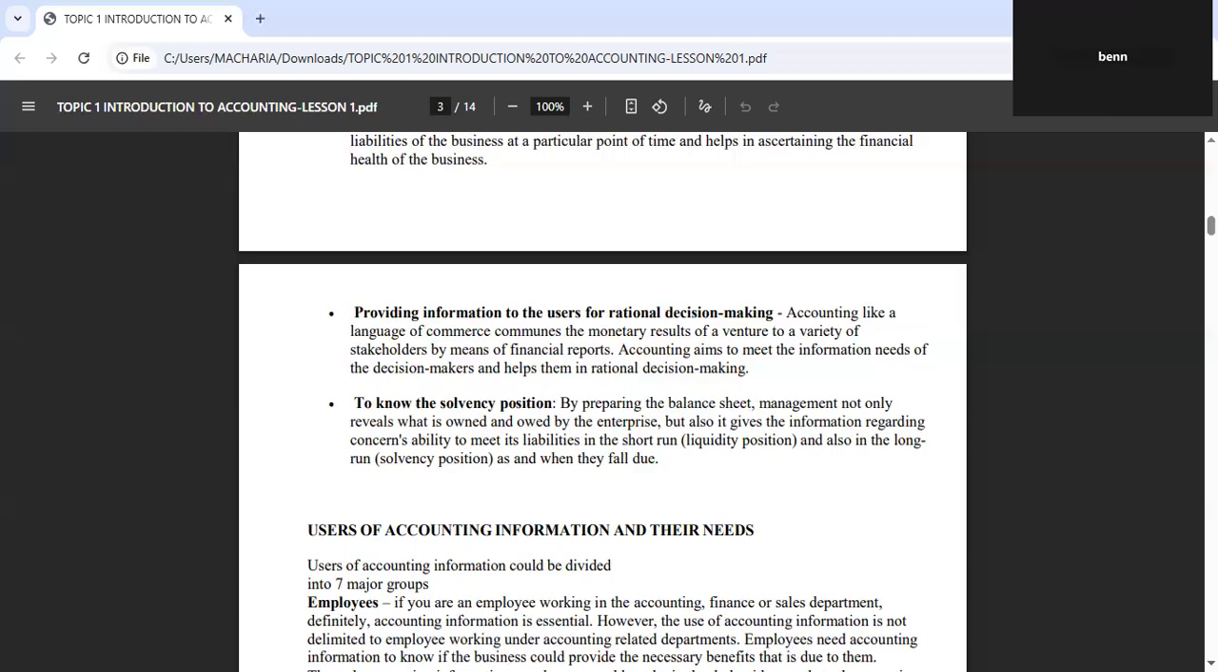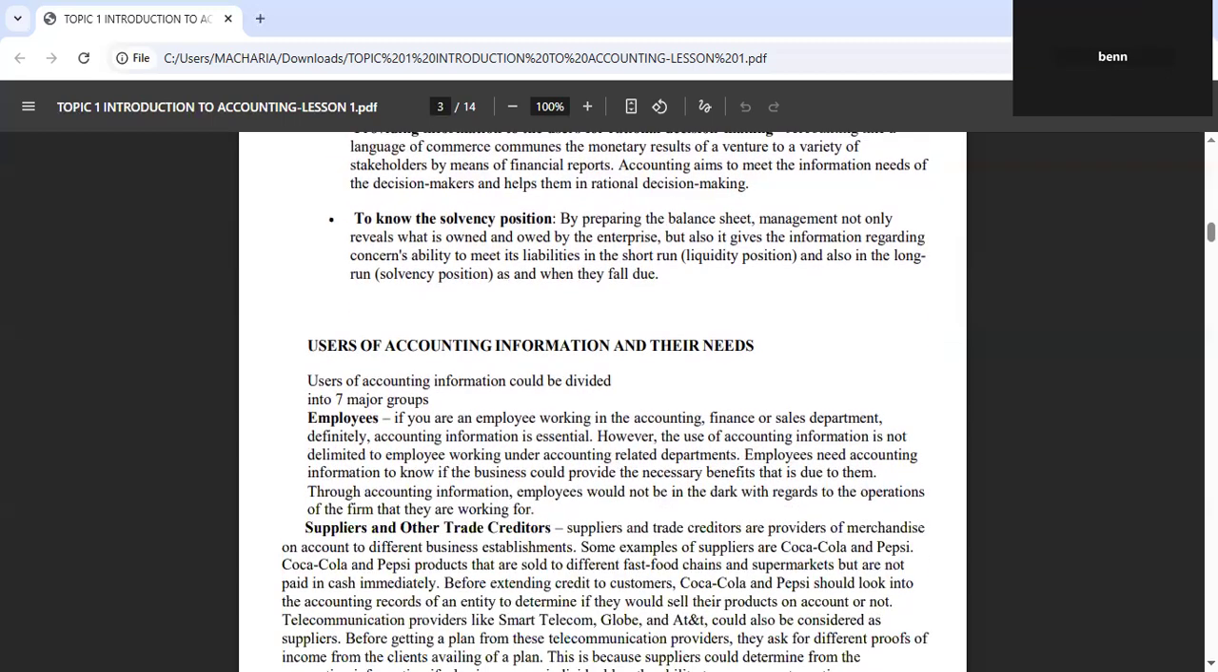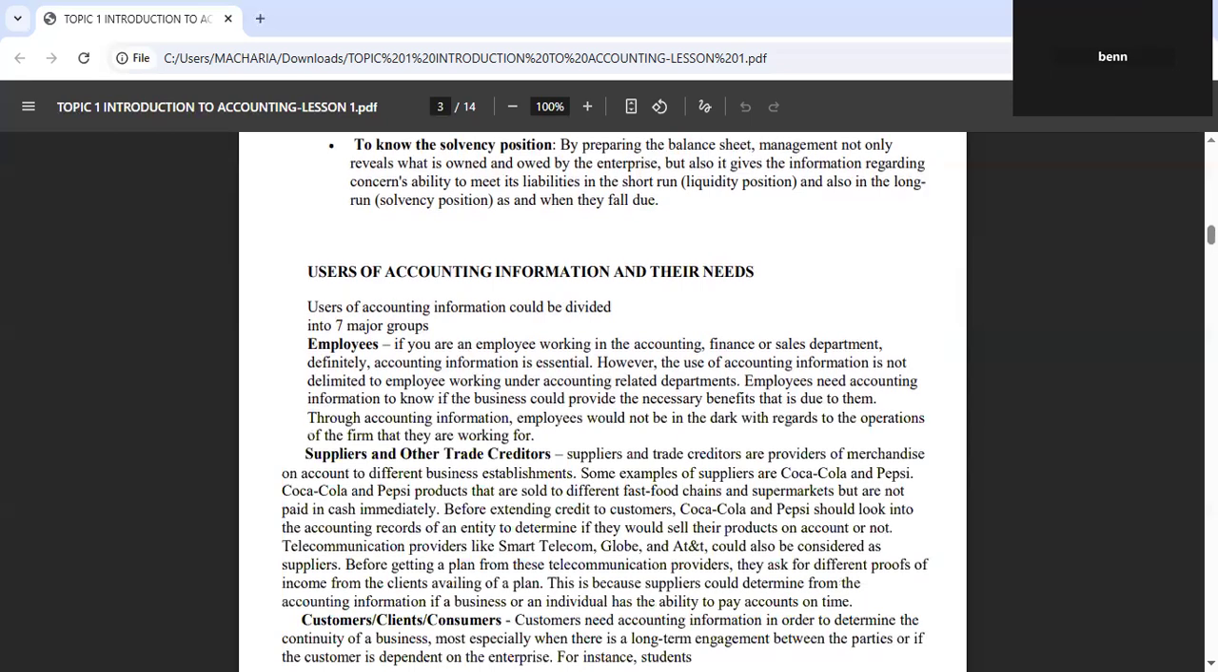Now, we look at who are the users of accounting information. You have recorded your accounting information. Who are going to make use of this information?